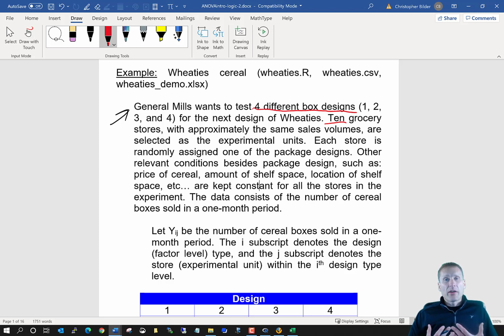and these are going to be our experimental units. Each store is going to be randomly assigned one of the package designs. Other relevant conditions, such as shelf space and the location on the shelf, are kept constant across all stores. And what our data is going to consist of is the number of cereal boxes sold in 1 month at each of these corresponding stores.